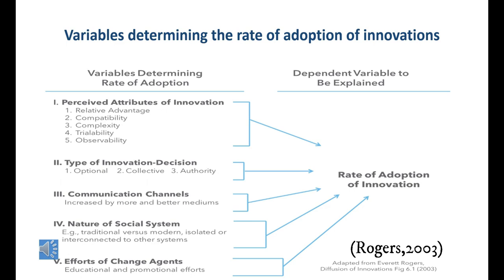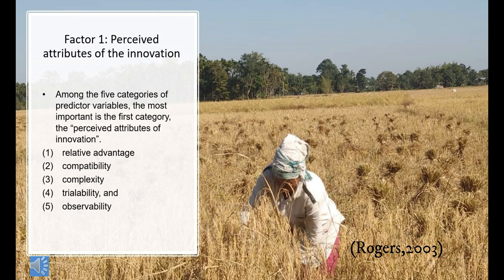The 5 groups of variables on the left have been shown by Rogers and other researchers to be valid and reliable predictors of the rate of adoption of an innovation. Factor 1. Perceived attributes of the innovation. Among the 5 categories of predictor variables, the most important is the first category, the perceived attributes of innovation. Those are relative advantage, compatibility, complexity, trialability, and observability.